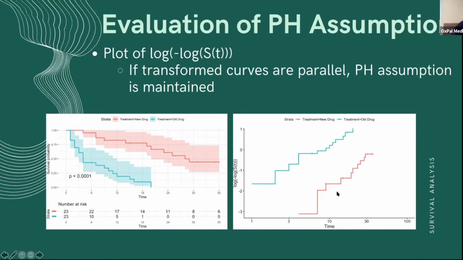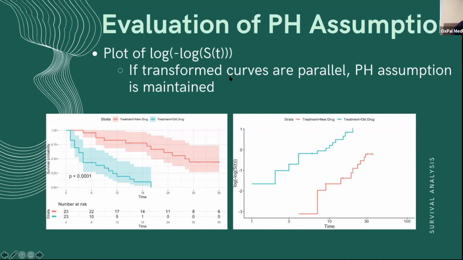Although you don't normally see this in journals, you can do the backtracking and testing yourself. But again, these are part of statistical packages that you can use. So the plot of the log of the negative log of the survival function, this one over time.